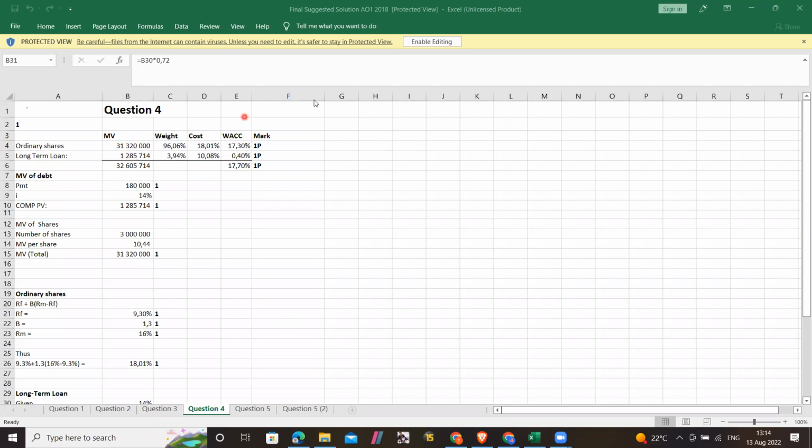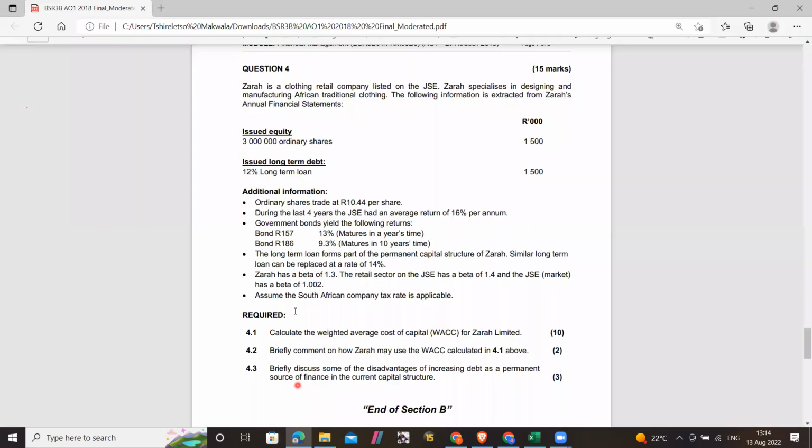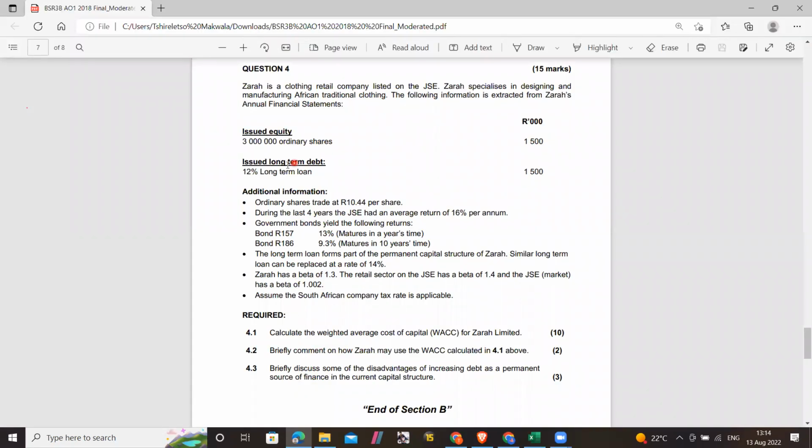Do you see? Then with these market values, like I said, you create this weighting by saying 31,320,000 divided by the total, right? Multiplied by 100, then you're gonna get this 96. Then you're gonna say this divided by that, multiplied by 100, you're gonna get this number, right? And then we can now continue to the next part of the table, which is the cost, right? So we want the cost of each source of finance.